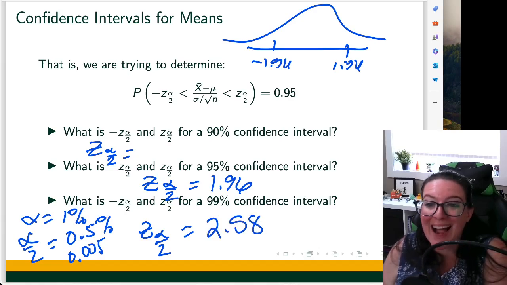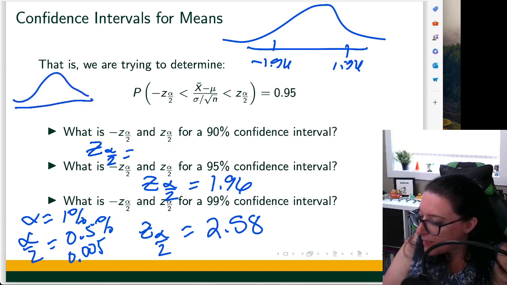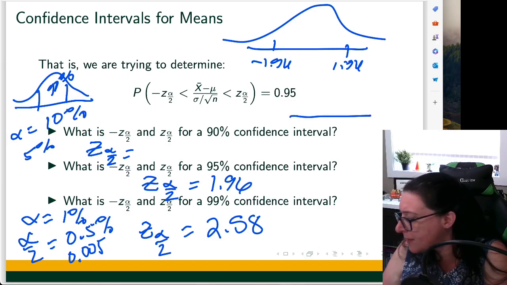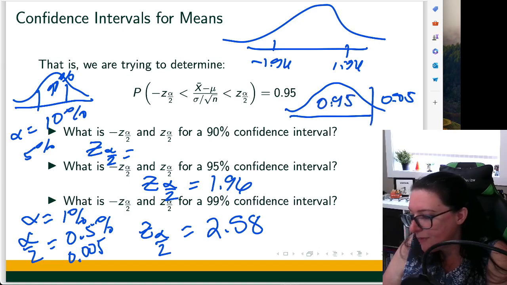Okay, what about a 90% confidence interval? So if we want a 90% confidence interval, there's 90% here in the middle. That means that alpha is 1 minus 90%, so that's 10%. And that means alpha divided by 2 is 5%. Well, if you're looking that up on the table, you're looking for 0.05 here, and that means the rest of this is going to be 0.95.